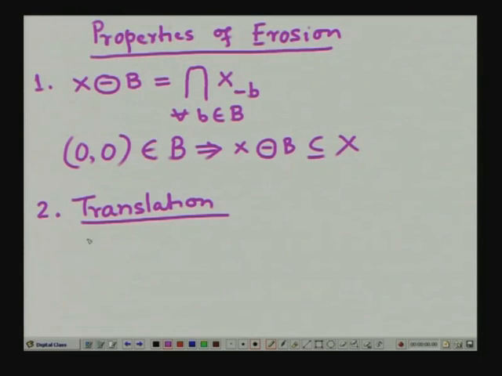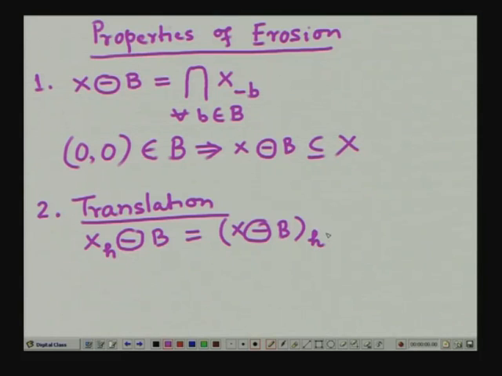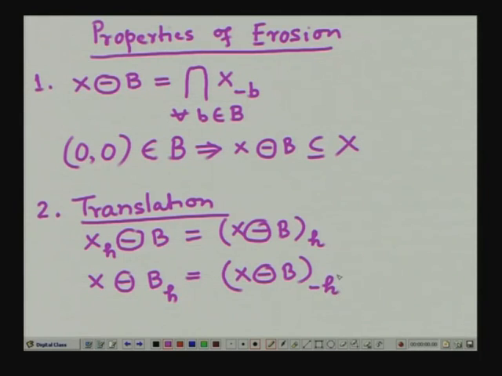So, which says that X translated by vector H dilated with the point set B will be X dilated with structuring element B, and this is translated by the same vector H, whereas X dilated with B translated by the vector H will be X dilated with B, which is translated by the vector minus H. So, these two are the translation properties of the erosion operation.